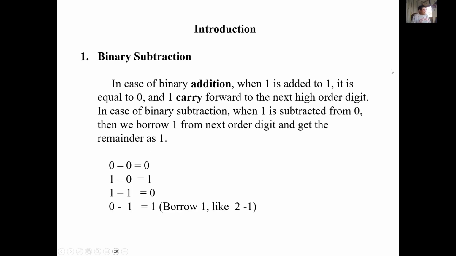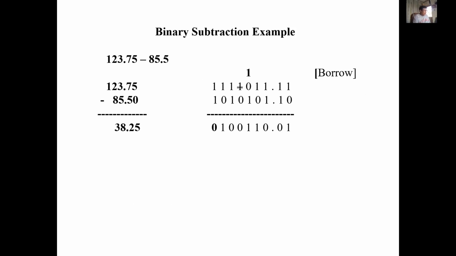Okay. How is binary subtraction done? Of course, we can do that manually. It's just like a binary addition. So for example, we can apply the law 0 minus 0 is 0. 1 minus 0 is 1. 1 minus 1 is 0. But 0 minus 1 equals 1. Okay, it's like a borrow of 1, like 2 minus 1. So the borrowed 1 is like a 2. You deduct a 1, so it becomes 1.